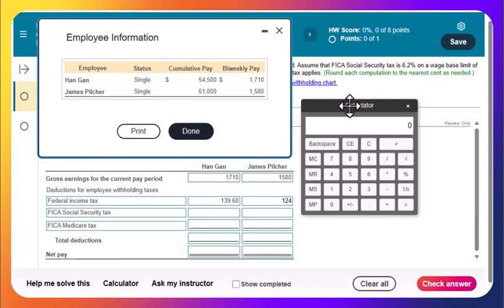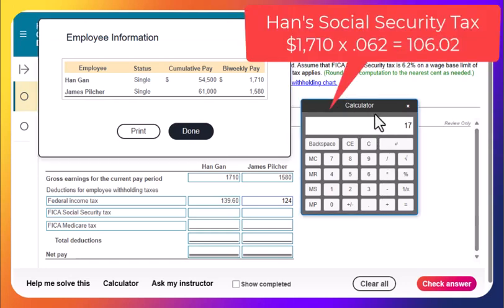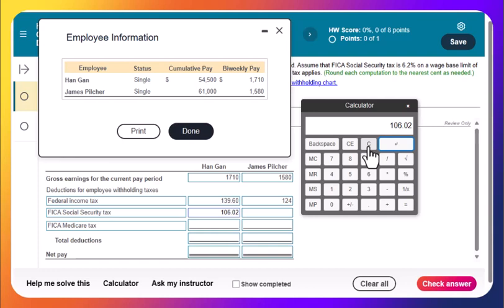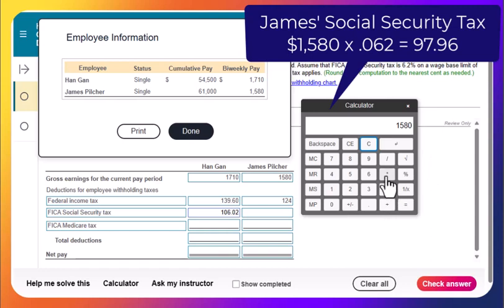So let's go ahead and calculate Han here. So we're going to take 1710, get that in our calculator, and multiply that by 0.062, which is that 6.2%, for 106.02. So we can go ahead and enter that here. Then we can clear out here for James and take his 1580 and again multiply that by 0.062 for that Social Security tax rate for 97.96. And we can go ahead and enter that here.